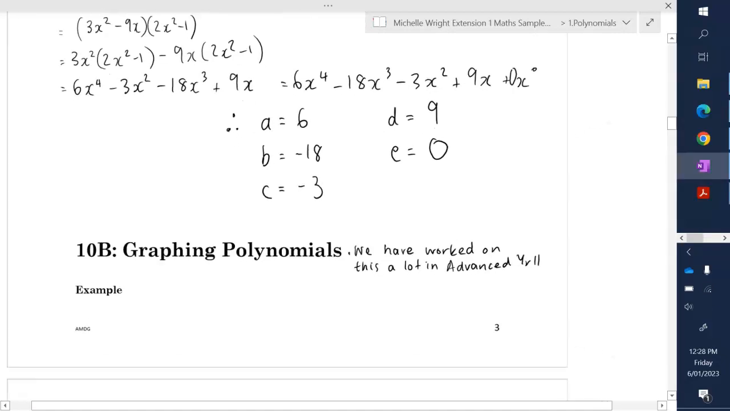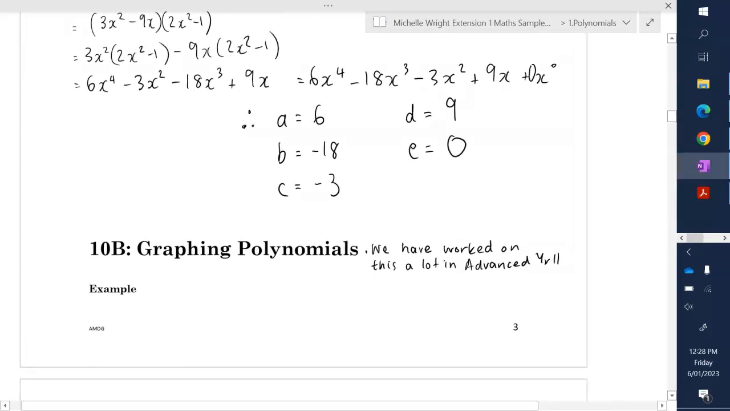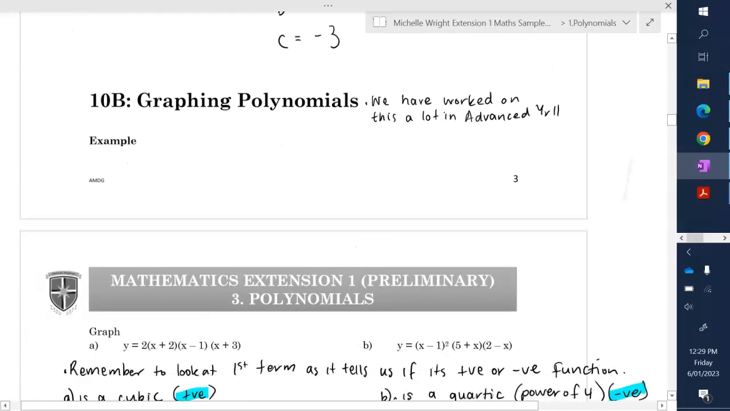Hi, in this video we're going to be looking at 10b, graphing polynomials. Now if you remember what a polynomial is from last lesson, it's basically just a graph of a function. It just could have various degrees of the function. We've worked a lot on this in year 11. If you've been in my accelerated class in particular, it was basically going to be doing the same thing.